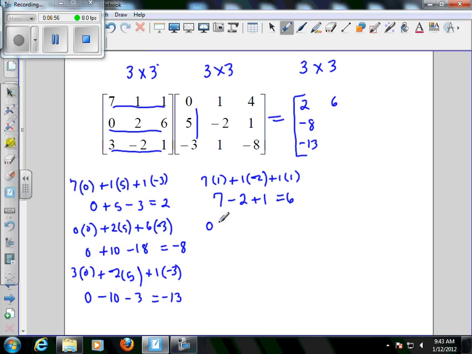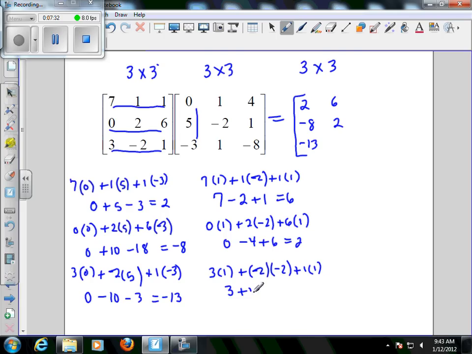Continuing, second row, second column, 0 times 1 plus 2 times negative 2 plus 6 times 1. So we have 0 minus 4 plus 6, which gives us 2. Next one, last row, second column, 3 times 1 plus negative 2 times negative 2 plus 1 times 1. So we have 3 plus 4 plus 1, which gives us 8.